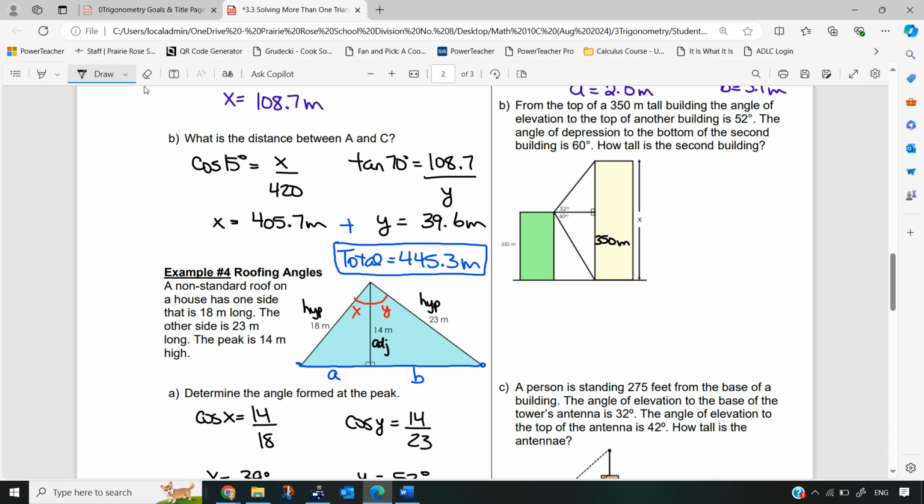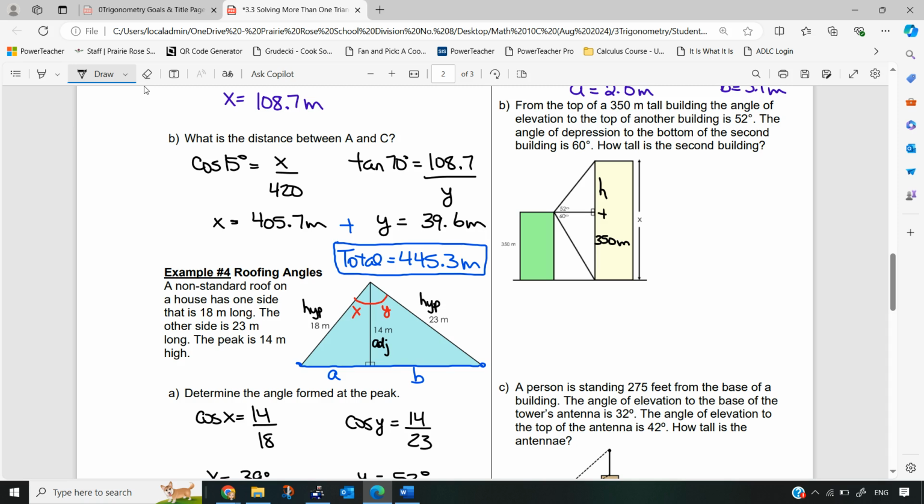For part B, it says that from the top of a 350-meter tall building, the angle of elevation to the top of another building is 52 degrees, and the angle of depression to the bottom of the second building is 60 degrees. And then we're asked, how tall is the second building? Well, we already know that part of the building is 350 meters tall, but we need to know the remaining piece so that we can add them together.